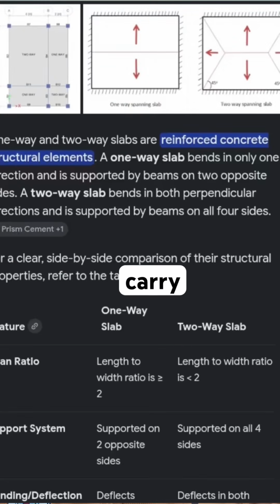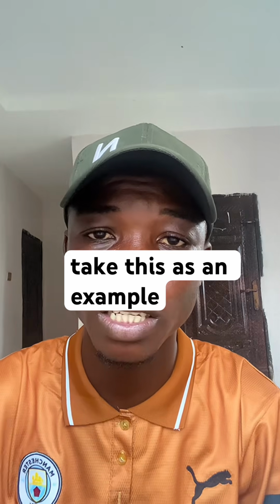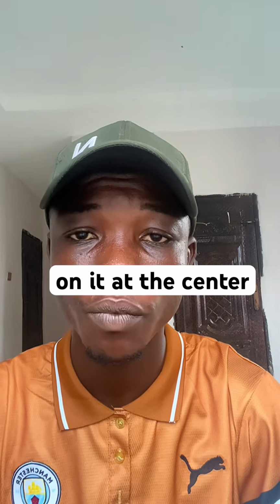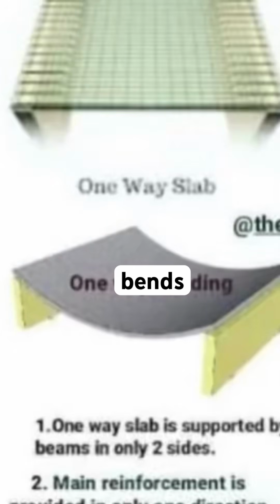What is a one-way slab? A one-way slab carries its load in one direction. Let's take this as an example. When you place a wooden plank on two chairs and a load is applied at the center, the plank bends in one direction. That is a perfect example of a one-way slab.